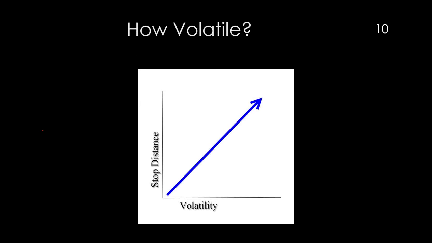The other question you ask yourself is how volatile is the underlying instrument? I do want to touch upon volatility a little bit today too, and then again we'll cover it in more detail next week. So the more volatile a stock is and the longer you plan on being in the stock, the combination of the two helps you to determine where that stop should be set.